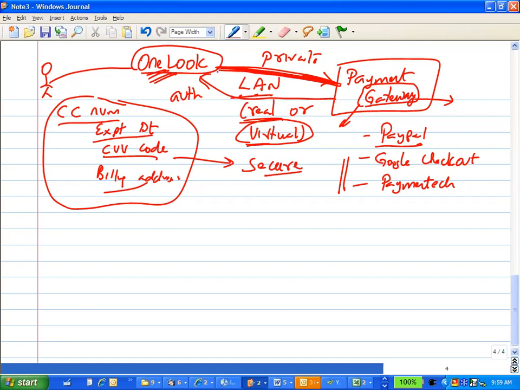EDI comes into the picture when you're transmitting data between this company and that company, or XML comes into play. We'll talk about these things later.